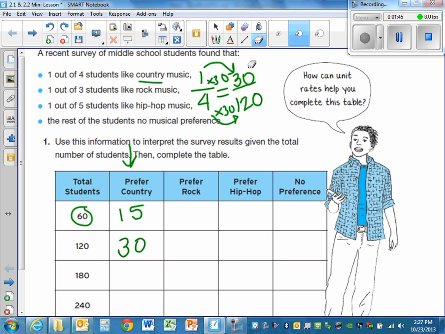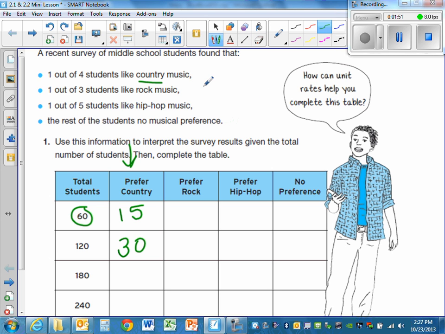Okay, next, my total number of students is 180. I set up a proportion with my base being 1 over 4. New total is 180. Scaling up, so I multiply. I found out that 4 times 45 is 180, and 1 times 45 is also 45.